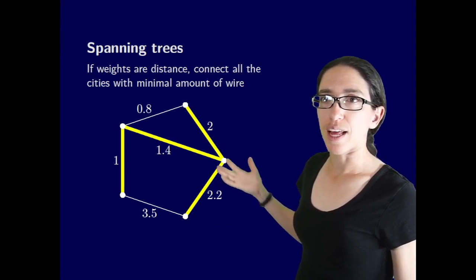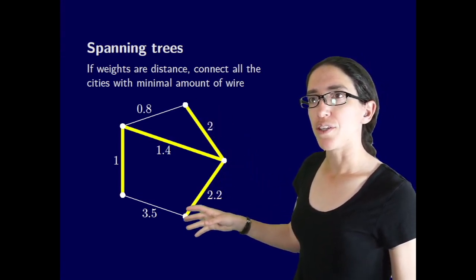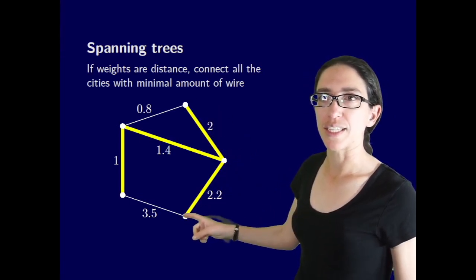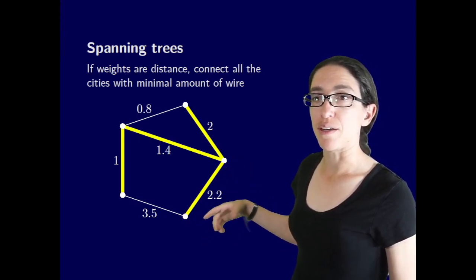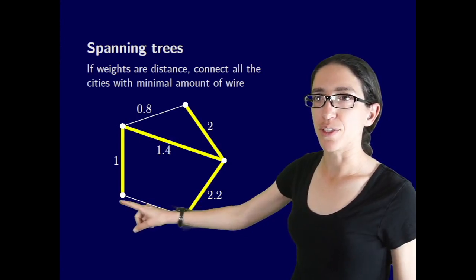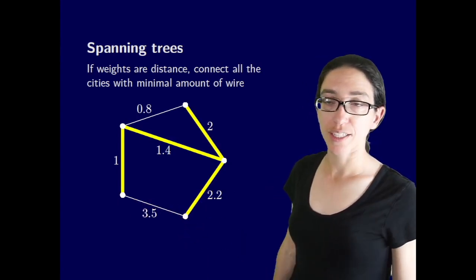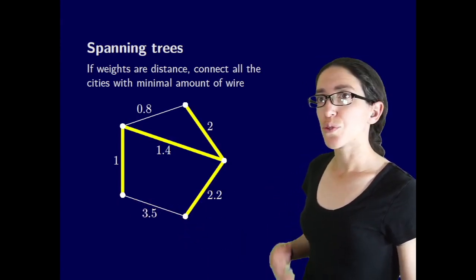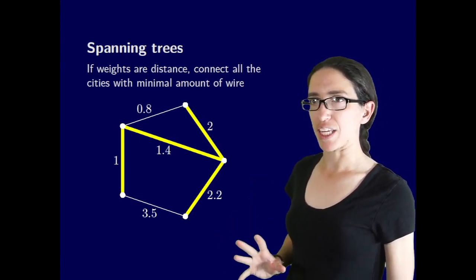And also it has the minimal cost, so you don't want your cost of how much wire you need to connect these two cities to be more than necessary. So for instance, we would use this 2.2 edge rather than using this 3.5 edge to connect this vertex to the rest of them. And so the question is, how can we find a minimal spanning tree for the graph?